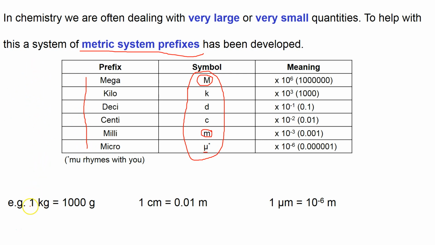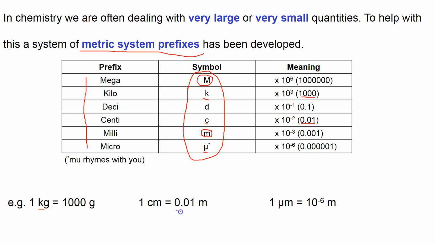So, for example, 1 kilogram, I can just replace the meaning of k with its power of 10, which is 1,000. So 1 kilogram is the same as writing 1,000 grams. Similarly with centi here, 1 centimeter, the letter c can be replaced with its meaning, which is 0.01, and so 1 centimeter equals 0.01 meters.